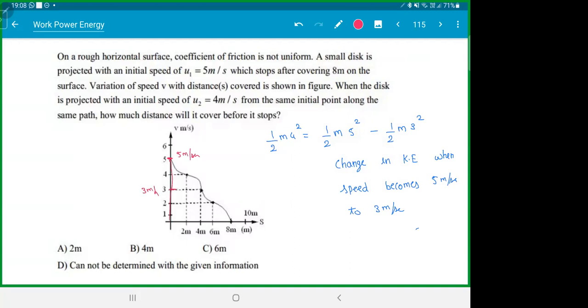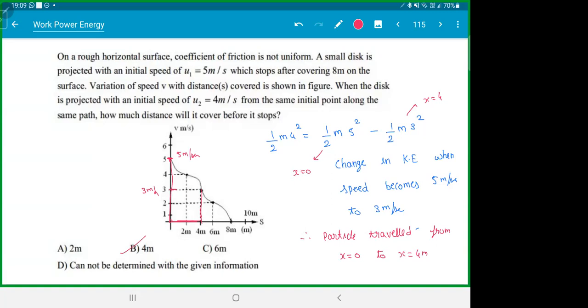Means when you're at 5, you are at 0. When you're at 3, you're at 4. Means you traveled how much distance? 4 meters, no? You're getting it? At this, x is equal to 0. This is x is equal to 4. Therefore, the particle travels from 0 to 4. Easy. You're getting the logic there.